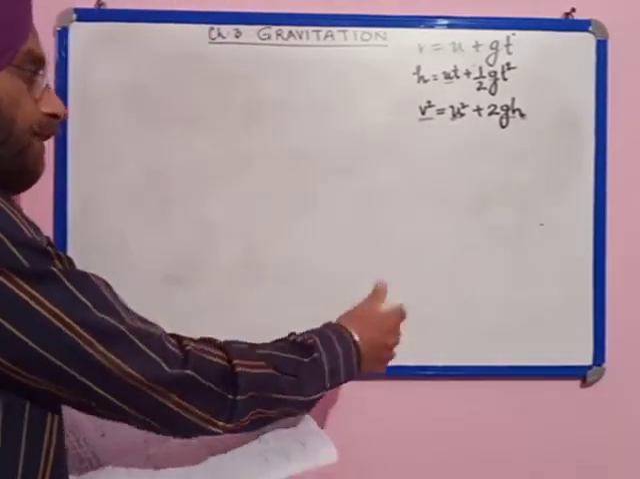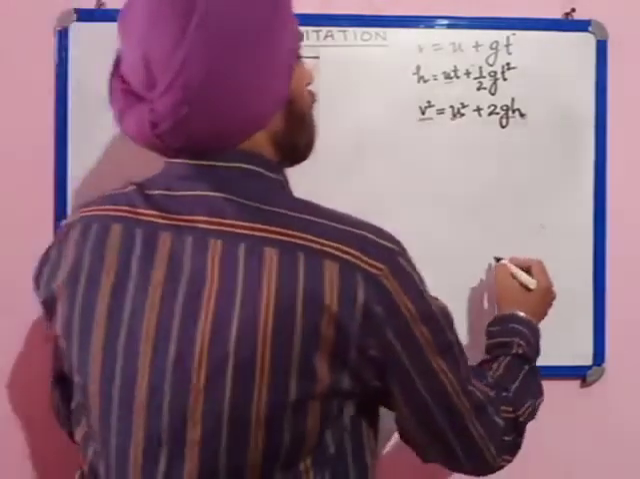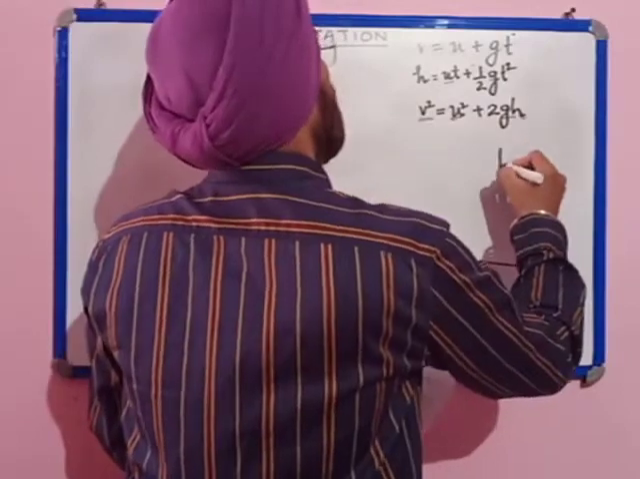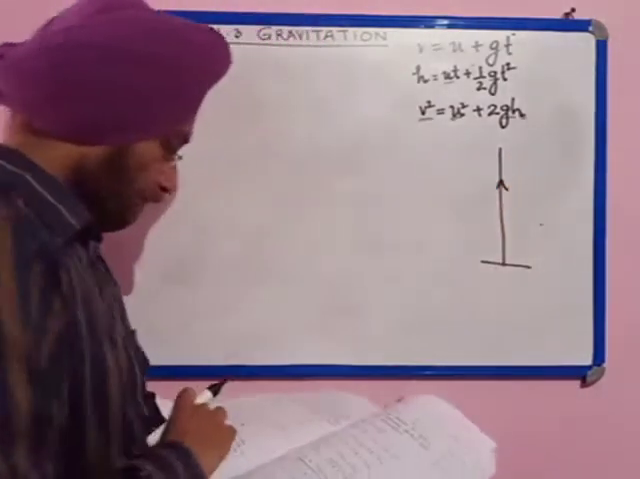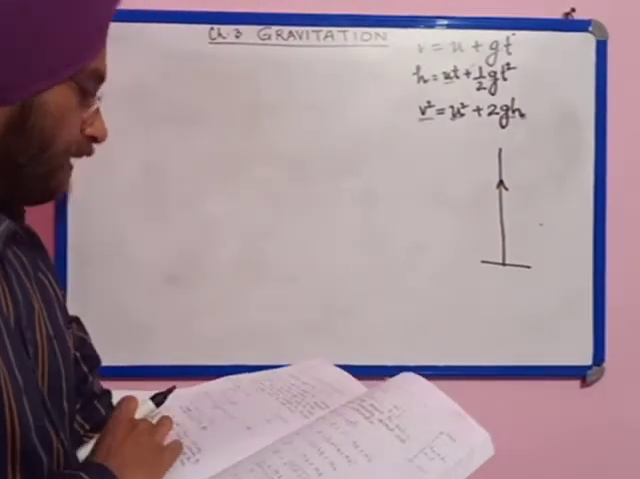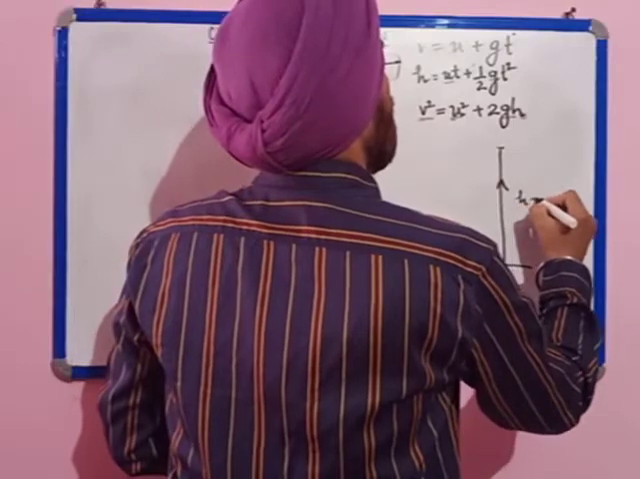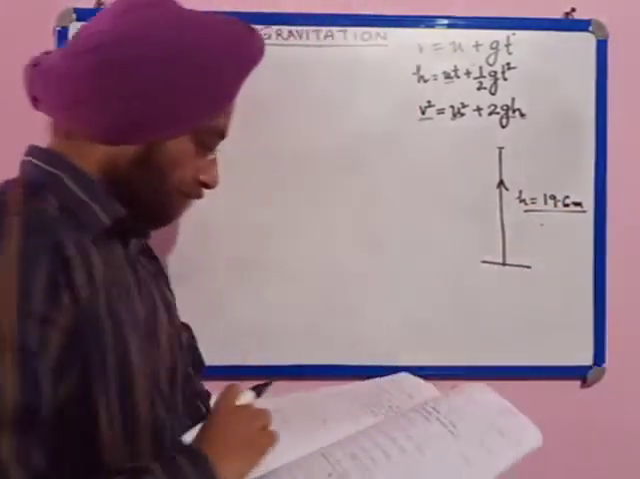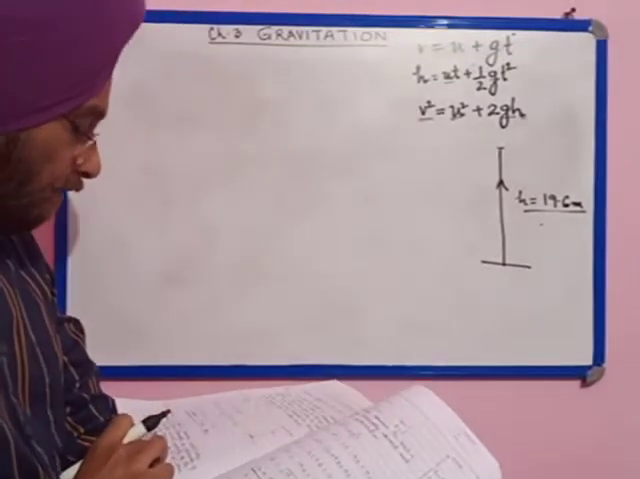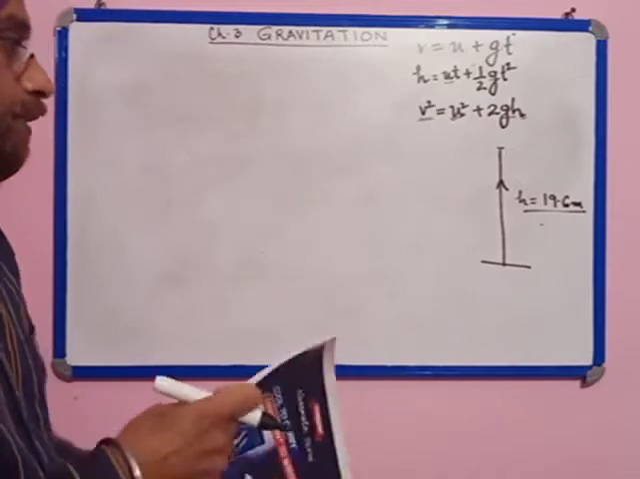First of all, let us understand the question. A ball is thrown vertically upward. It goes through a distance of, let us suppose this is the highest point. Height, it moves to 19.6 meters. Find the initial velocity of the ball and the time taken by it to rise to the highest point.